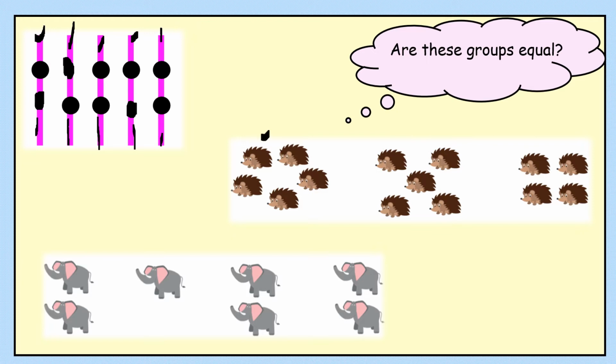Let's have a look here. I've got 1 group, 2 groups, 3 groups. Are these groups equal? They don't look equal, do they? How many do we have here?